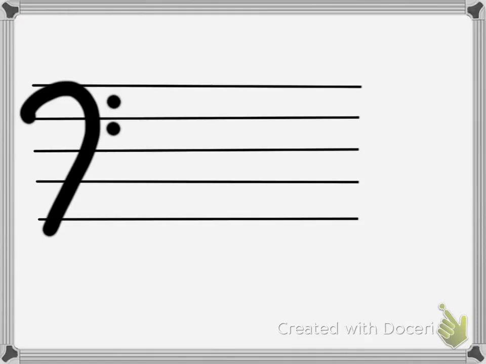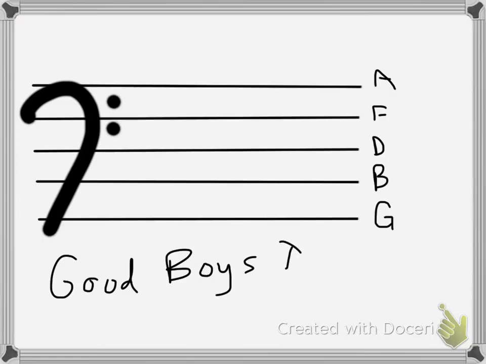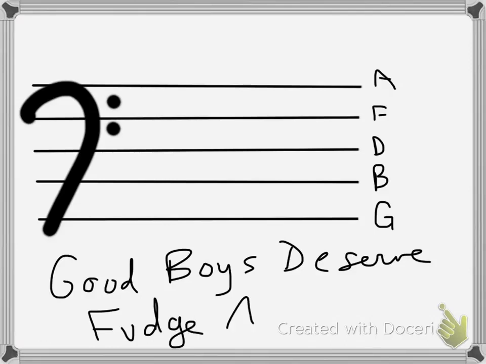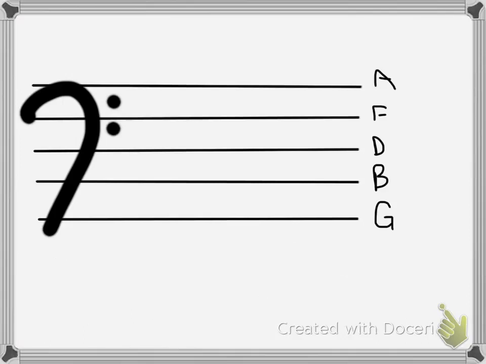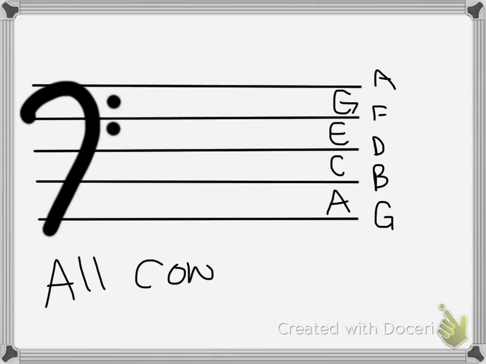The lines on the bass clef are easy to remember. We have G, B, D, F, A. Or, good boys deserve fudge always. G, B, D, F, A. The space notes are A, C, E, G. Or, all cows eat grass.